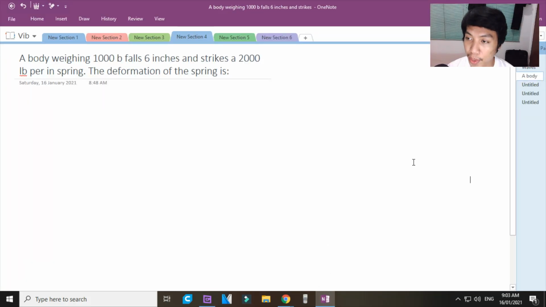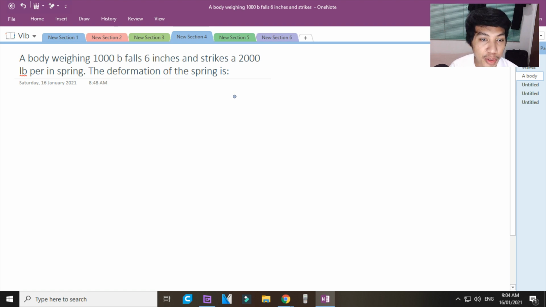So, let us continue sa ating discussion. I have prepared 4 problems pagdating ng impact loading on springs. Now, this is the first problem. A body weighing 1,000 pounds falls 6 inches and strikes a 2,000 pound per inch spring.